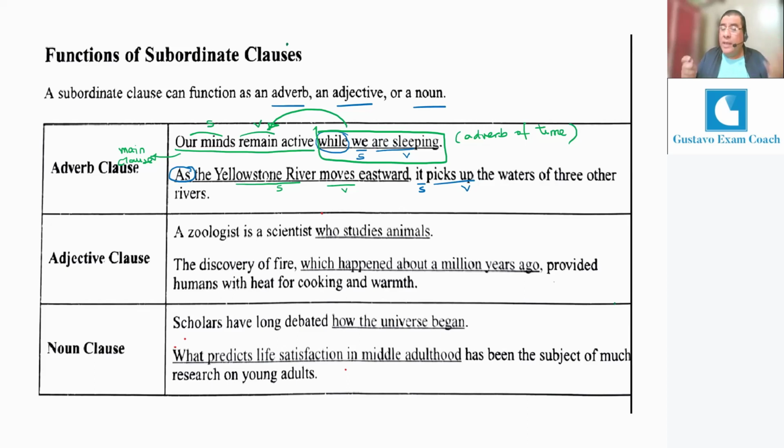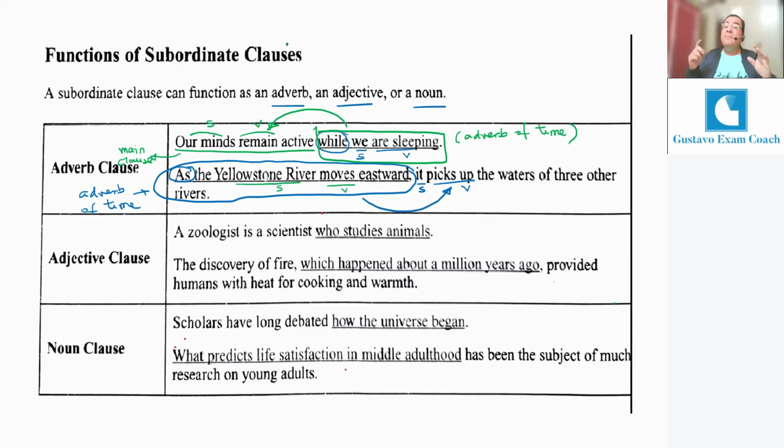When does that happen? When does the Yellowstone River pick up the waters of other rivers? And the answer is, again, when the Yellowstone River moves eastward, or as, or while the Yellowstone River moves eastward. That is when it picks up the waters of 3 other rivers. So we can see that this whole adverb clause or subordinate clause is working as an adverb of time, because it tells you when the action of picking up is occurring. This is an adverb of time for this verb in the main clause.